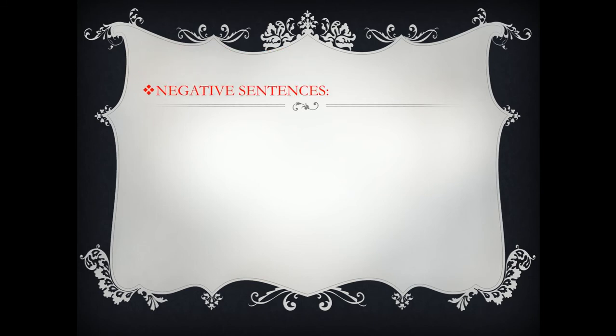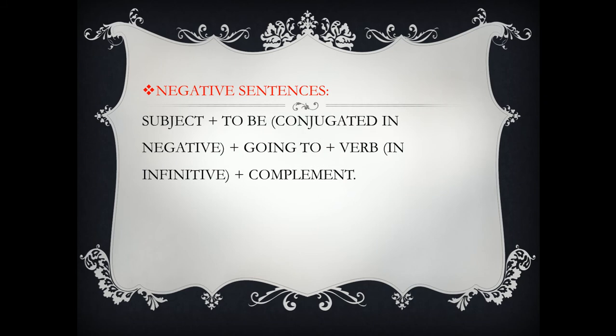The negative sentences. Okay, like that. This is the structure. It's actually kind of similar to the previous structure, but we got obviously the negative form. So subject, to be conjugated in negative, going to, verb in infinitive, and complement. Example. So she, subject, isn't, to be conjugated in negative, going to be, which is the verb in infinitive. She isn't going to be there on time. We got a complement.